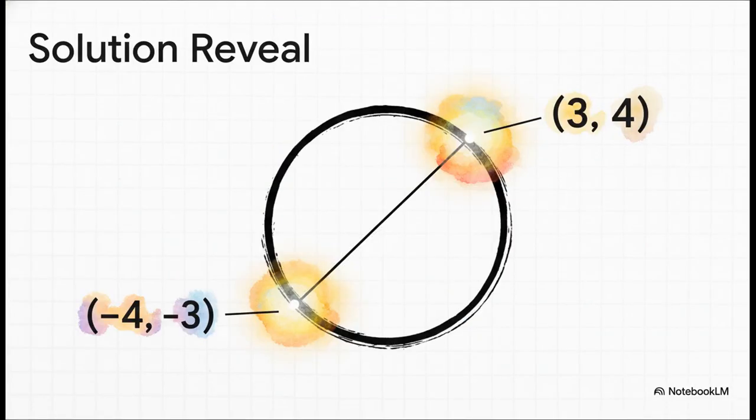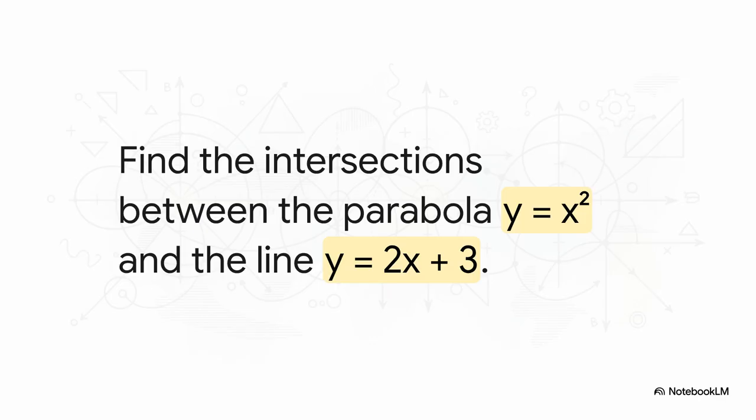But wait, hold on, we are not done yet. Remember, an intersection point needs both an x and a y coordinate. So we take each of those x values we found and plug them back into our easy-peasy line equation, y equals x plus 1, to find their matching y values. And there you have it, our two precise intersection points. Okay, you ready for another one? Let's do it.